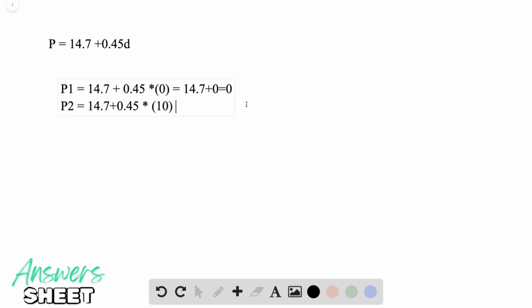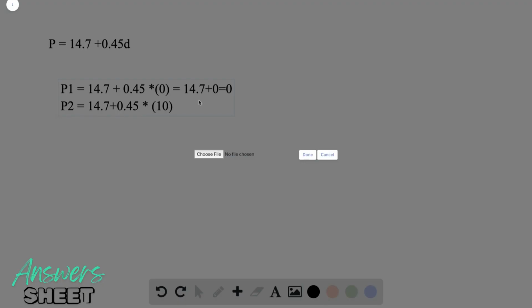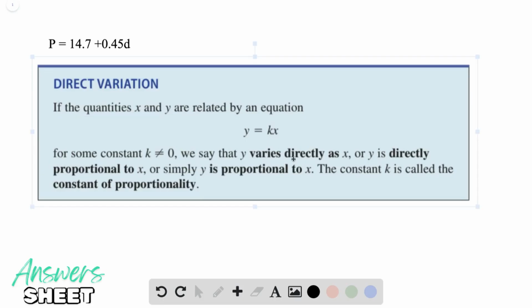because you have to realize that P and D are the variables, so they're the ones that are changing, while the 14.7 and 0.45 are the constants, even though the pressure and depth still change. And if you have more questions about those kinds of concepts, you can refer to page 160 in chapter 1, section 10. I can upload this screenshot for you right there.